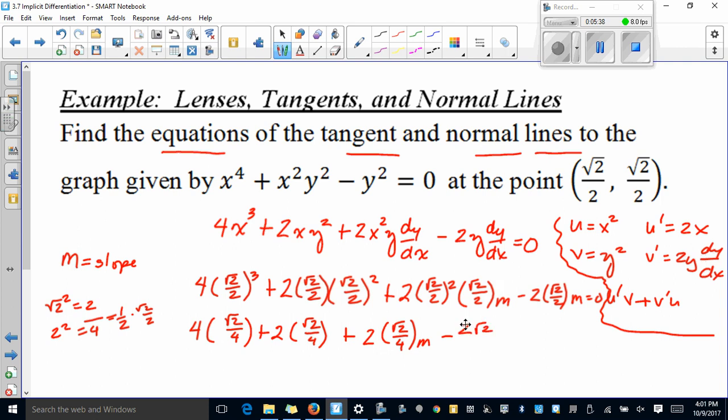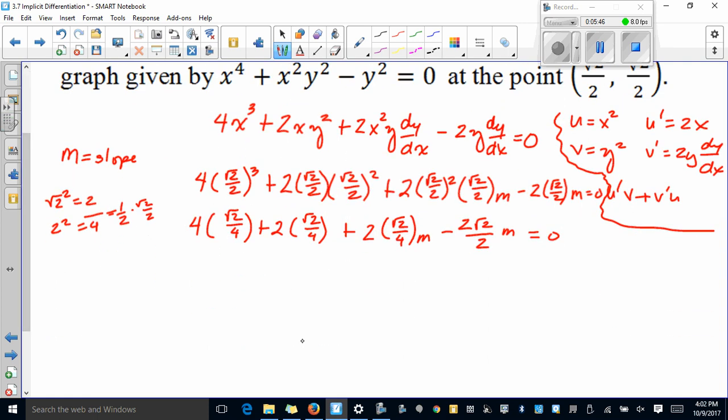Keep in mind we are trying to solve for m, but I have a lot of square root of 2 over 4s, so I'm going to make this one a square root of 2 over 4, because I can combine these now. 4 plus 2 is 6, so I have 6 times square root of 2 over 4 plus, actually I'm going to leave these two alone. That reduces to make that 2, so I get square root of 2 over 2 m minus 2 square root of 2 over 2 m, still equals 0.